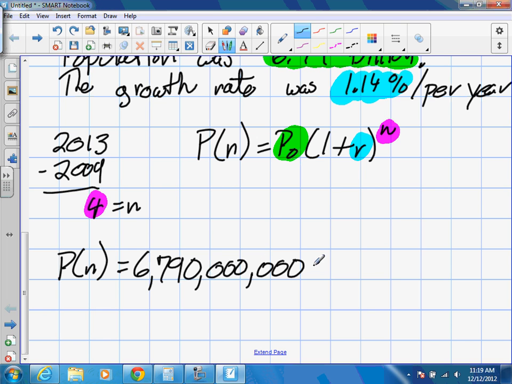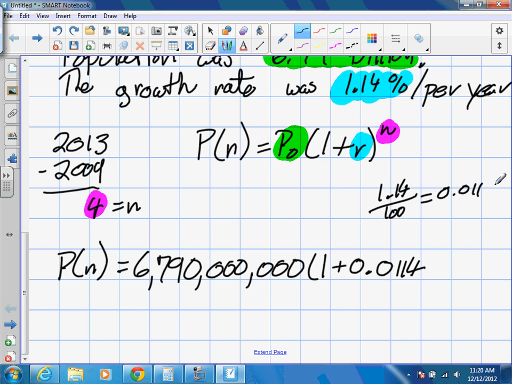Times 1 plus growth rate. Growth rate is in a percentage, so how do I represent that as a decimal? 1.14%. What is that as a decimal? 0.0114. Good. If you don't know how you do that, you take your 1.14, divide by 100. It will give you your decimal number, which is 0.0114.